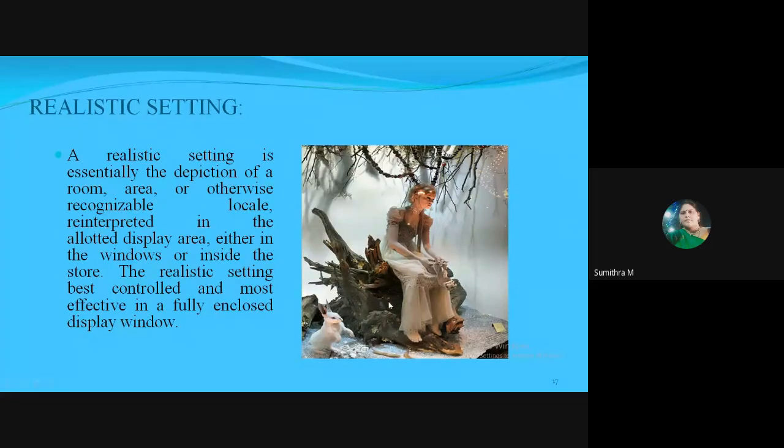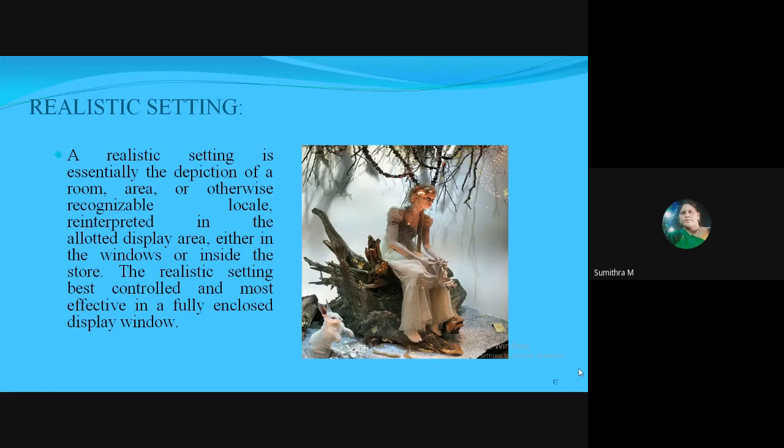If you see here, an animal is there, wood is there, one girl is sitting, and the garment is displayed, and mist is formed. Some leaves are hanging here. So everything will be in a real form, so it is named a realistic setting. All of this will be displayed inside the window. So if you walk across that window, you feel some person is sitting there. But if you go close and look at it, it is a display, not a person.